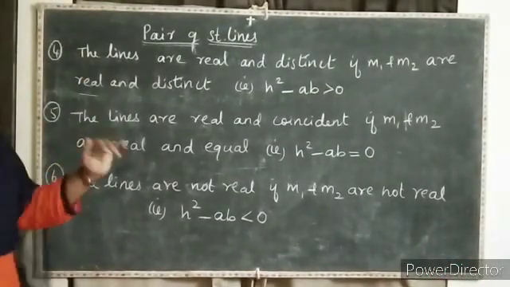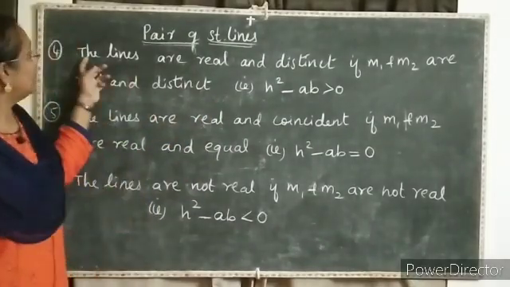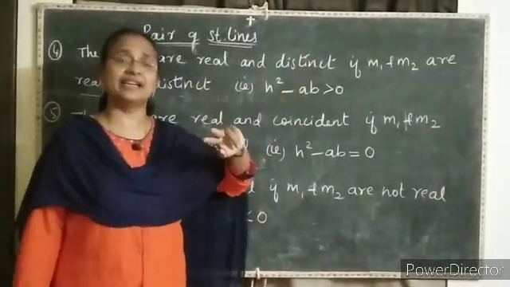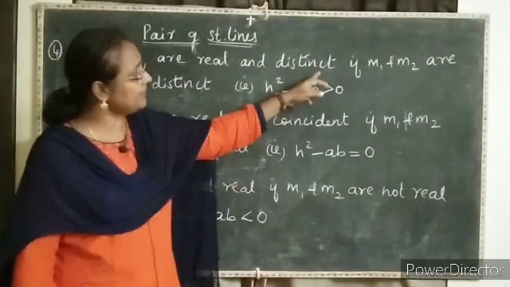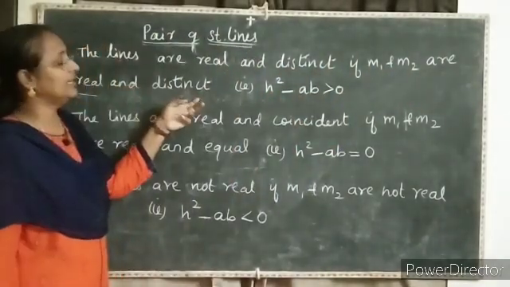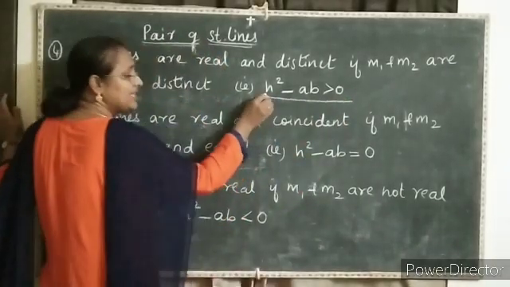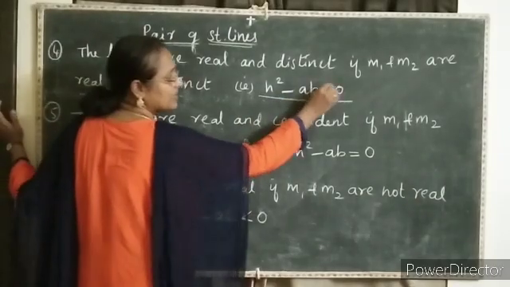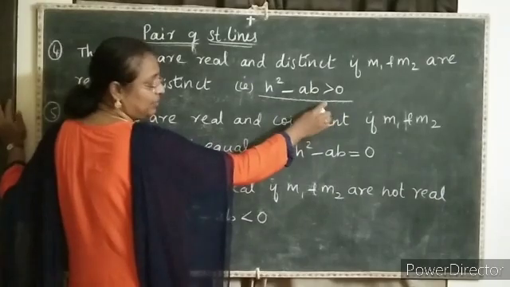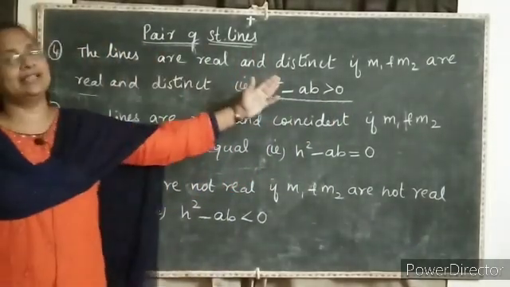Now we are going to discuss the nature of the lines. We can say the lines are real and distinct if their slopes m1 and m2 are real and distinct. This is the condition, you have to note it down. If h squared minus ab is greater than 0, we can say the given lines are real and distinct.